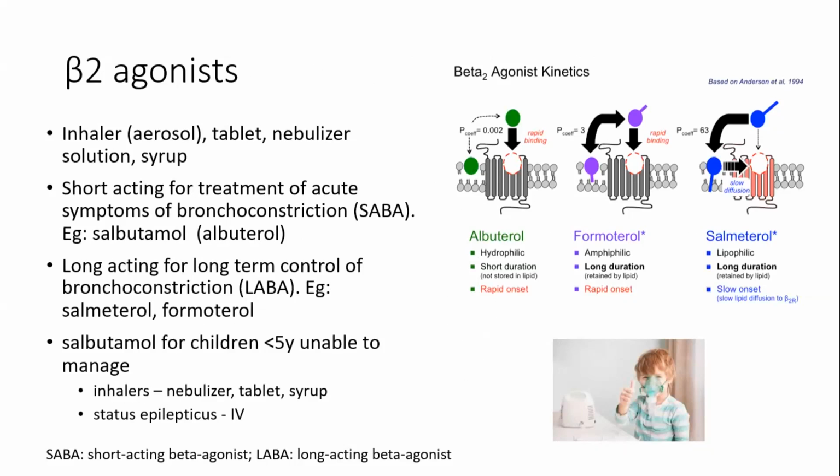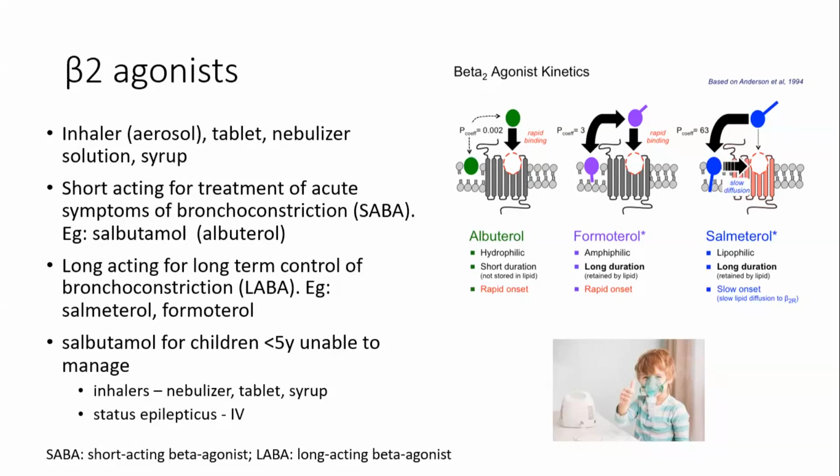Okay, right. So the drugs used is the beta 2 agonist ni. Okay, beta 2 agonist means that dia agonist to the beta 2 receptor. Okay, biasanya ubat tu ialah dalam bentuk inhaler ataupun aerosol lah, ataupun tablet, nebulizer, solution or syrup. Okay, so it includes short acting and long acting. Okay, SABA tu maksud dia short acting beta agonist. LABA means that long acting beta agonist. So SABA means short acting for treatment of acute symptoms of bronchoconstriction. Contoh salbutamol. Okay. So long acting for long term control of bronchoconstriction, LABA. For example, medications are salmeterol and formoterol.